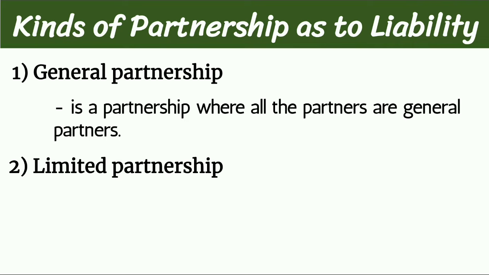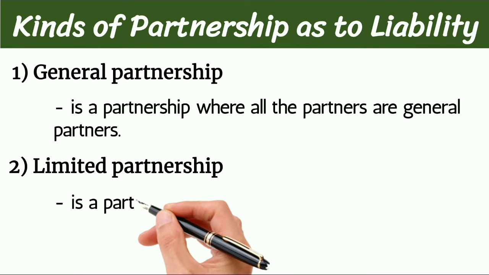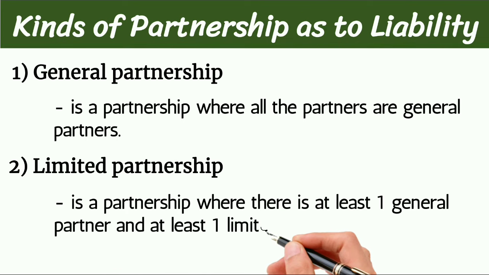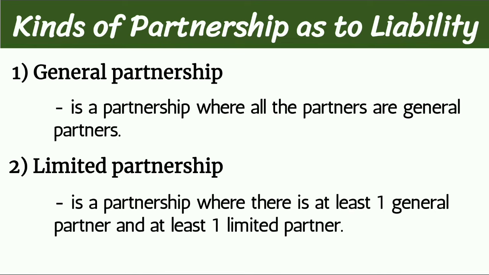Ang ibang tawag sa liability ng general partners ay unlimited liability. On the other hand, when we say limited partnership, this is a partnership where there is at least one general partner and at least one limited partner. Yung liability ng general partners ay up to their separate property, while yung liability ng limited partners ay up to their capital contribution. At ang ibang tawag doon sa liability ng limited partner ay limited liability.